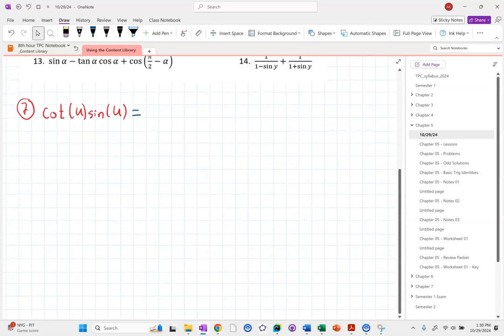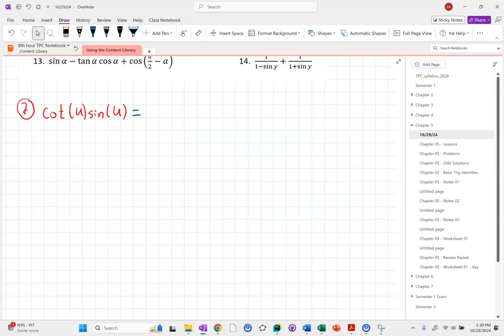So we're looking at number 7. It says cotangent u times sine u. So the first thing you want to do is decide whether you're looking for an algebra thing to do or an identity to do. So Aiden, what do we think? An algebra thing or identity? Identity. I agree. So that's 50% of the way. What identity would we want to use here?